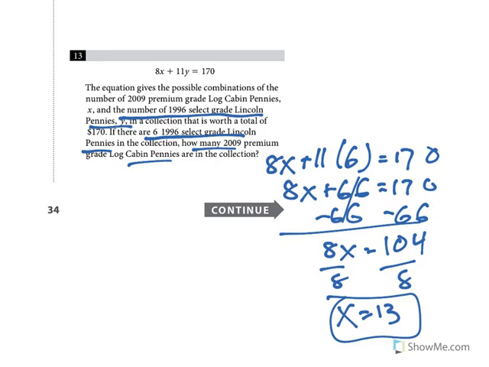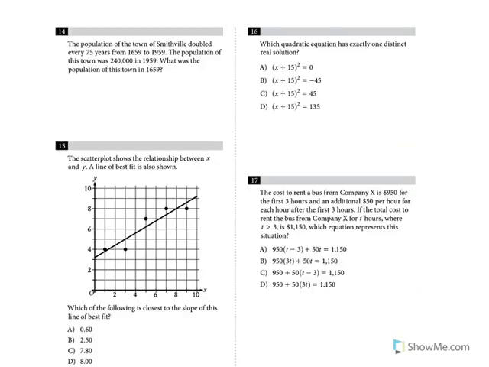So far this test has been pretty easy. It does get pretty hard at the end. This one starts to get a little harder. So it says the population doubled every 75 years from here, right? So maybe you can't see that. From 1659 to 1959. So the first thing is, how many times did it double? So it doubled 4 times. And at the end, we end up with 240,000.